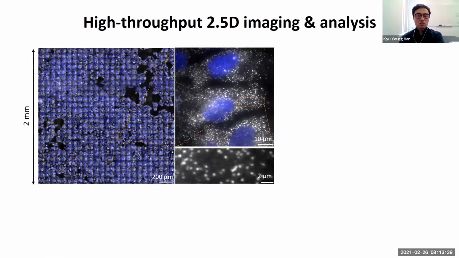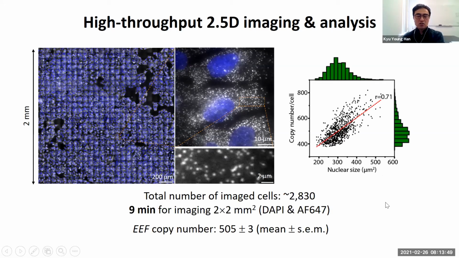Of course, we can move forward to high throughput 2.5D imaging. We measured a 2 by 2 millimeter square area, and we were able to analyze more than 2,000 cells. For example, we could analyze the nuclear size and also the copy number from each cell. We showed a very good correlation value, which also corresponds to the previous report. I'd like to highlight that the total imaging time for this large area was just 9 minutes.